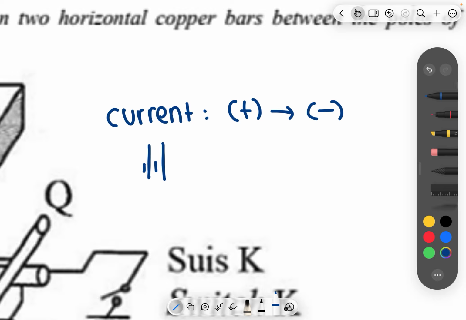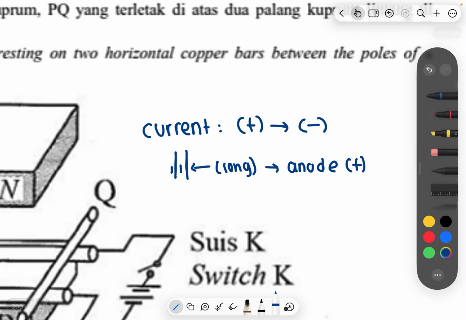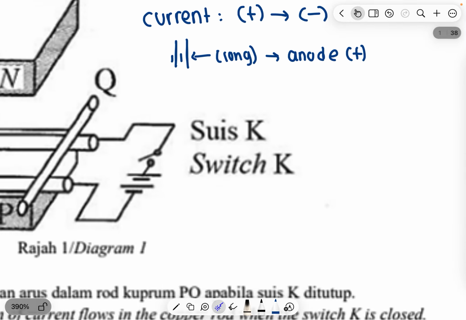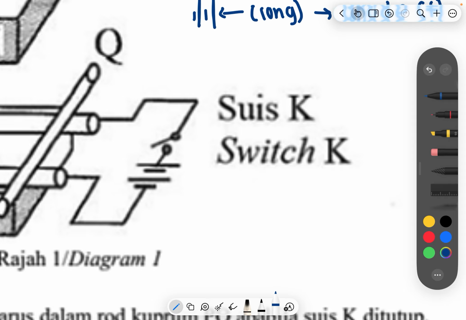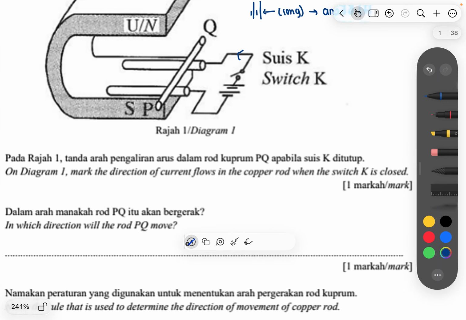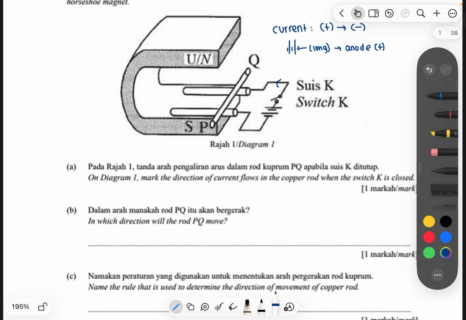And in chemistry, we learn that the long branch or the long strand is the anode, which for electrolysis is the positive terminal in this case. So this is the long branch, this is the positive terminal. It means that current travels here. Okay, so it should be like that.